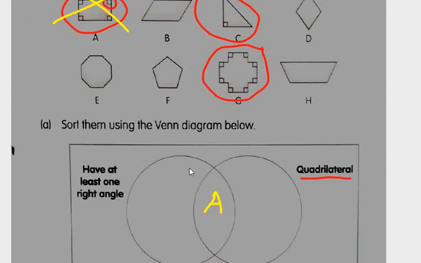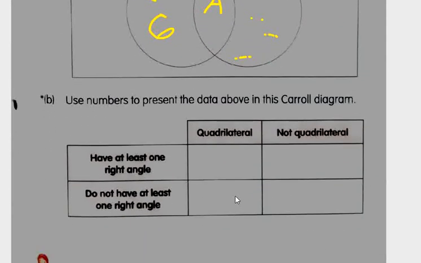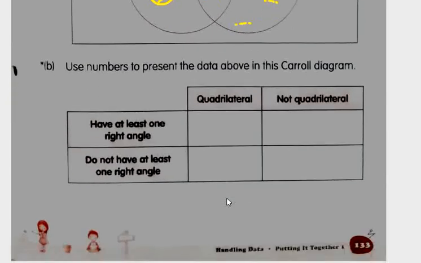And which ones have at least one right angle? There are C and G, right? And the others are B, D, E, F, H. Write them here, right here. Sort them up here. Alright, now use numbers to present the data above in this Carroll diagram.